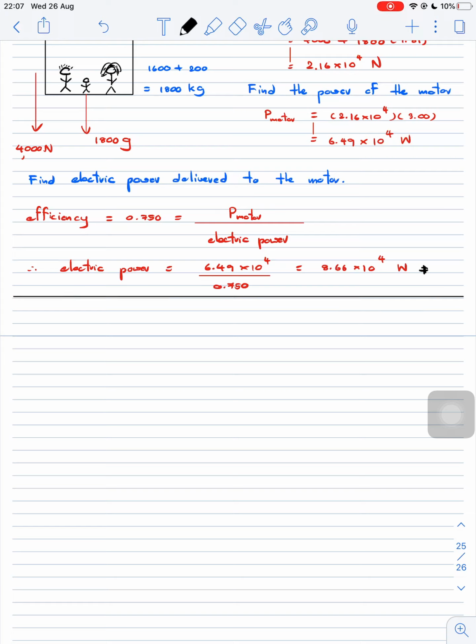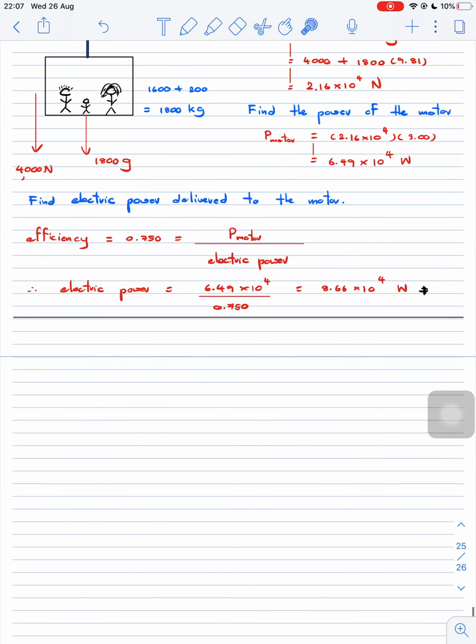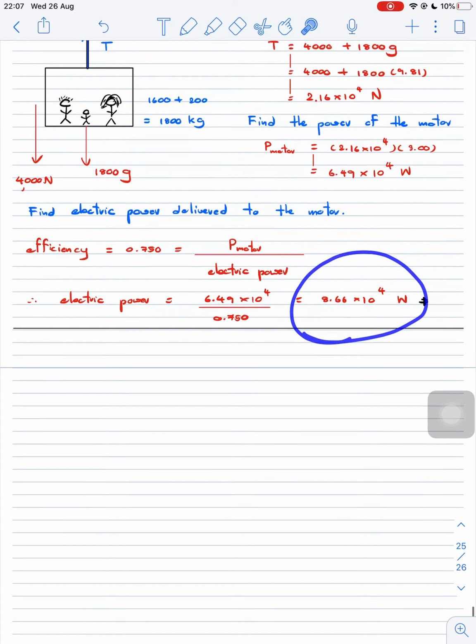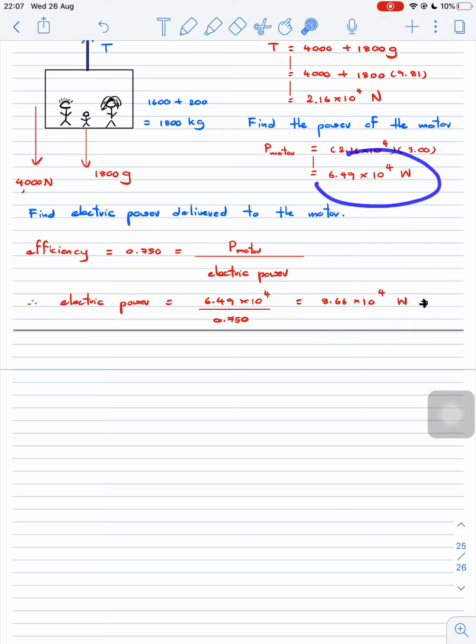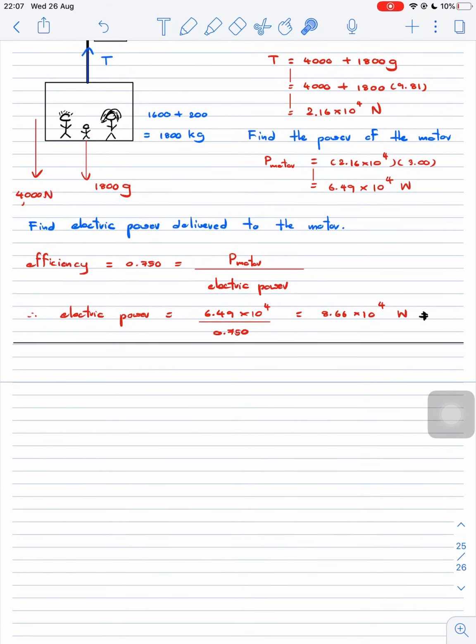So you can see from the answer that the electric power must be greater than the power of the motor, because there's some energy loss during the transfer from the electric power to the power of the motor, by heat or by sound or by light or whatever. Okay, so that's why this value must be less than this value. And that's all for this chapter.